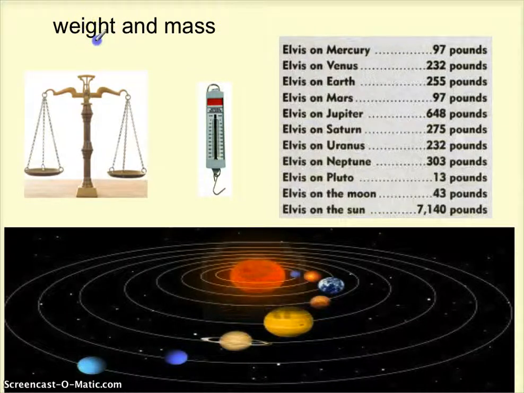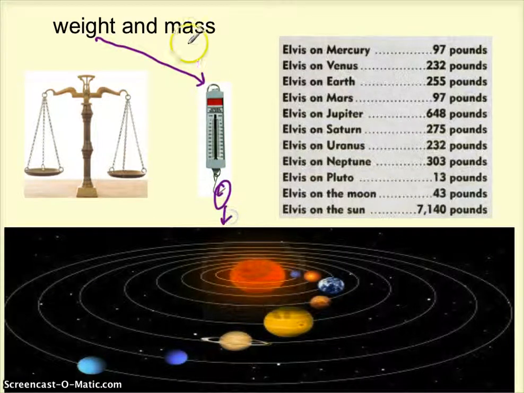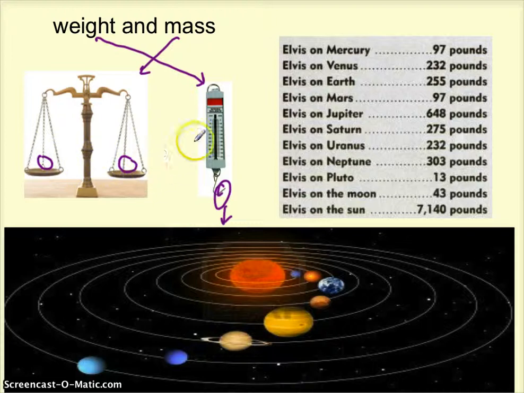Weight is actually the force of gravity, so it is measured by spring scales. You hang something here, gravity's pulling it down. Mass can actually be measured by this balance beam here. You put some kind of mass here and some kind of mass here to even it out. Now, pounds, of course, are going to be in weight.